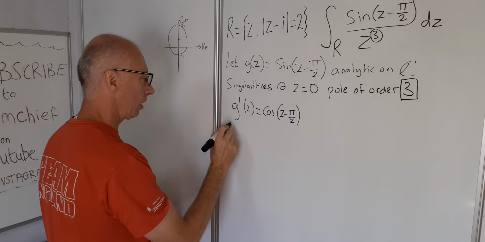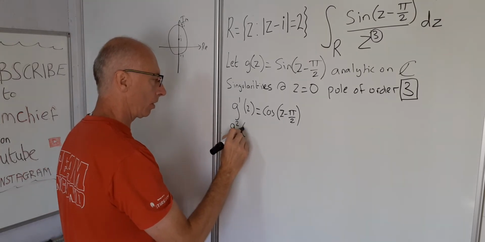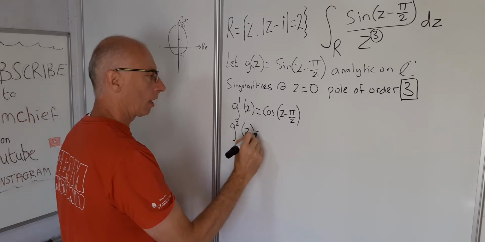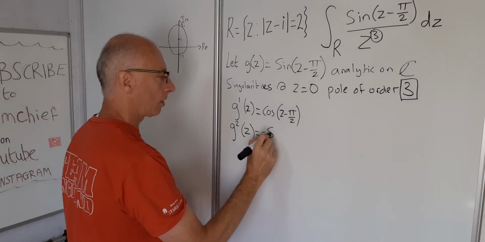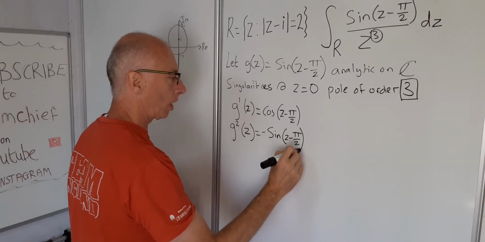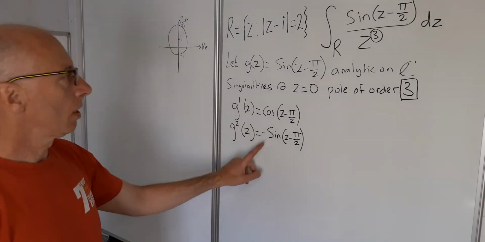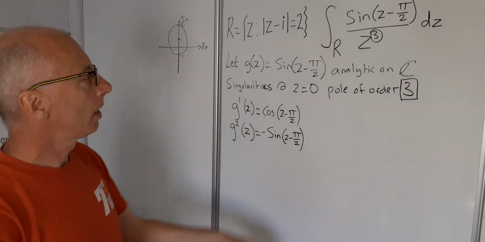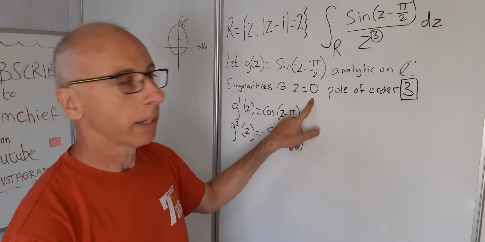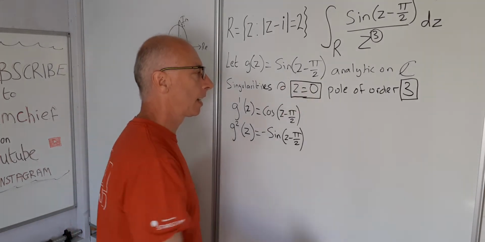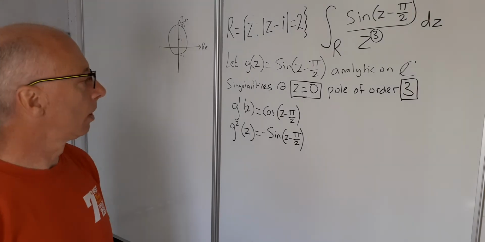Take the derivative again. So now we take the second derivative of g of z. Let's make this z look nice and clear. Equal negative sine of z minus pi over 2. So that's our second derivative. Okay, now next thing we need here is this singularity. So the singularity is at z equals 0.